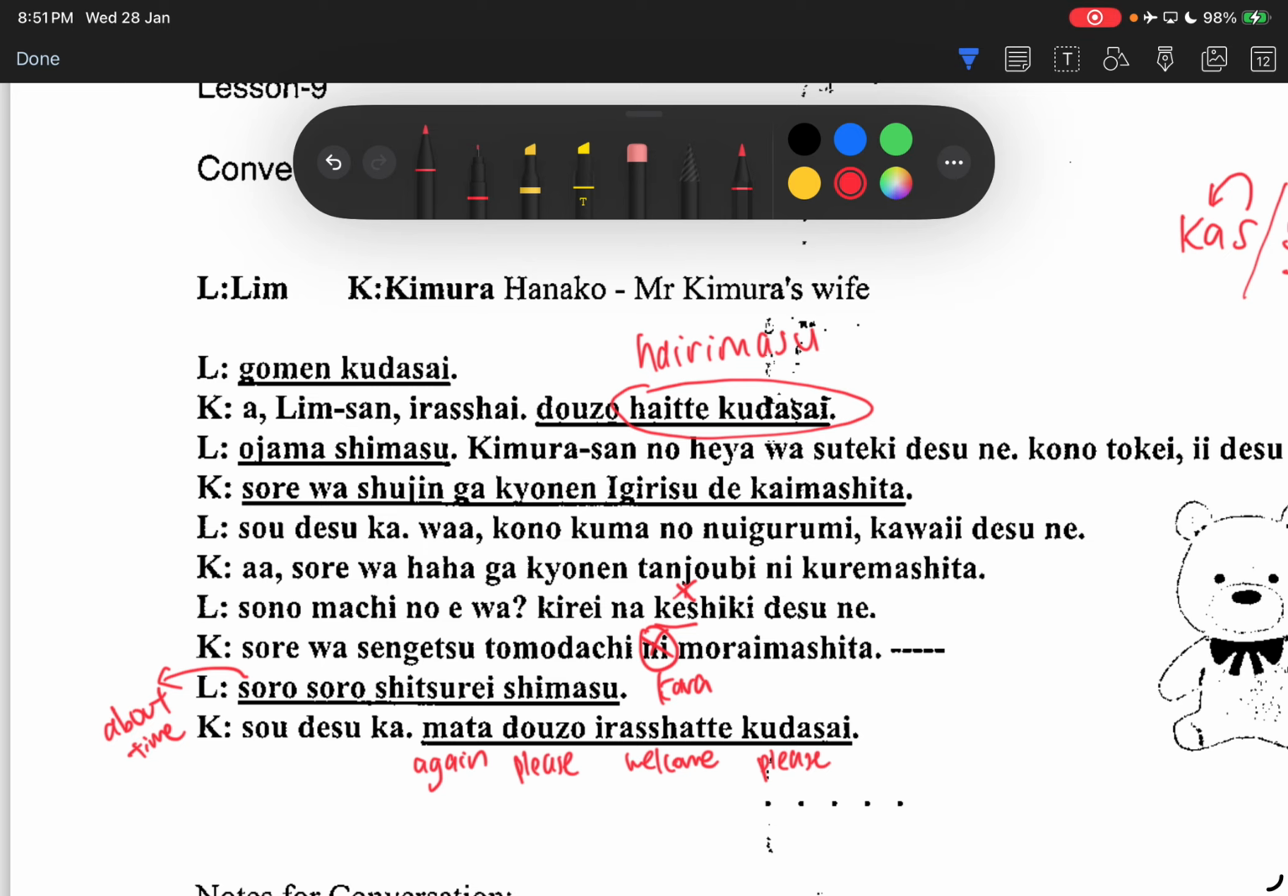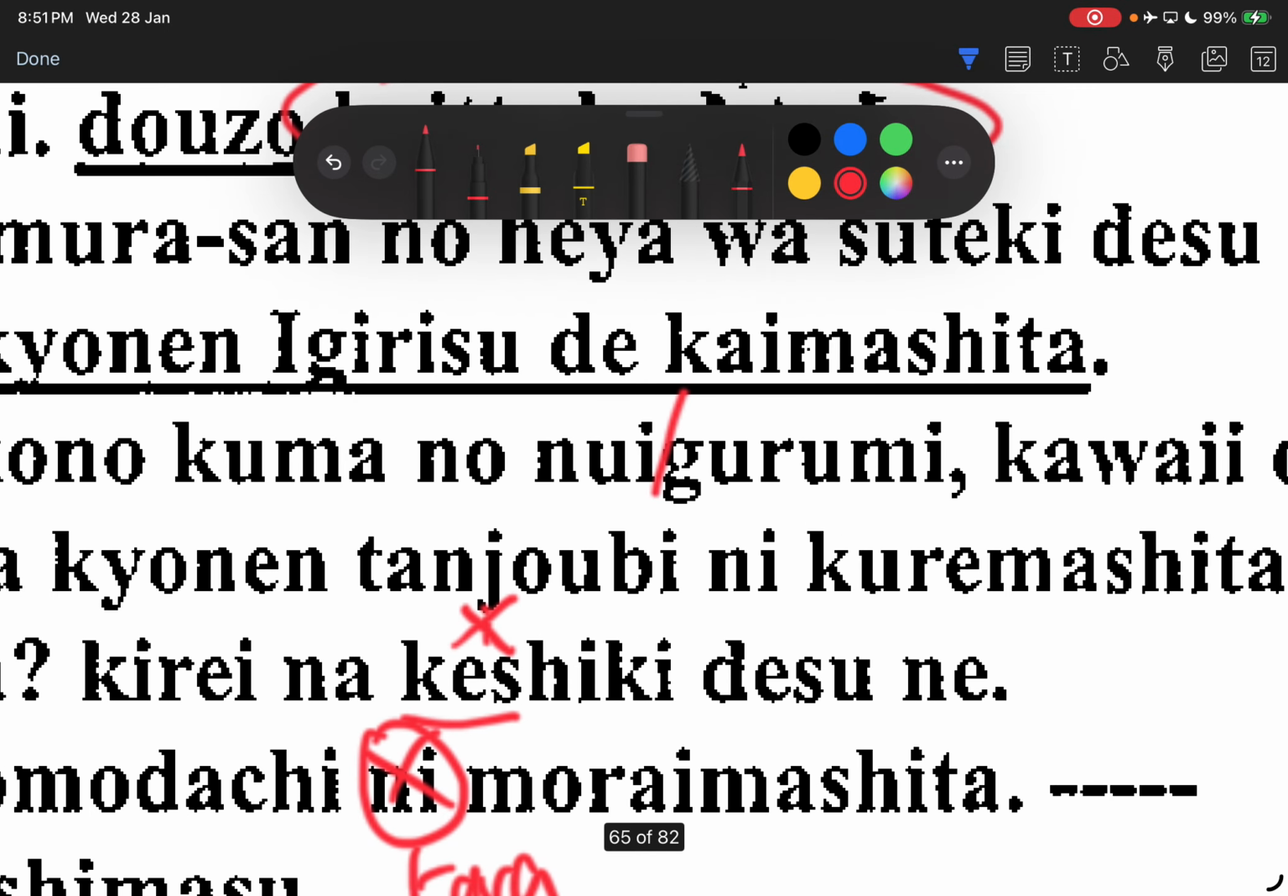Igirisu. Remember, there's no R sound in Japanese. It's an L sound. So igirisu. Okay. Nuigurumi. Right, we don't rush to read the whole thing first. Break it apart. So pronounce the nui first, then the gurumi. Nuigurumi. So don't rush to read the whole word.